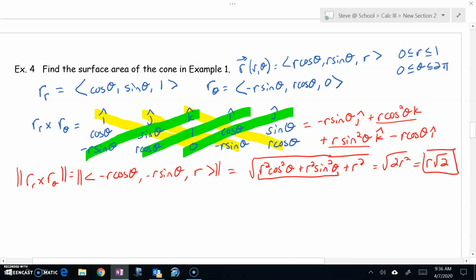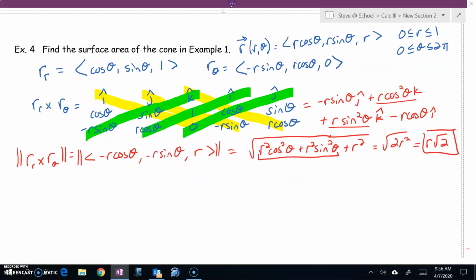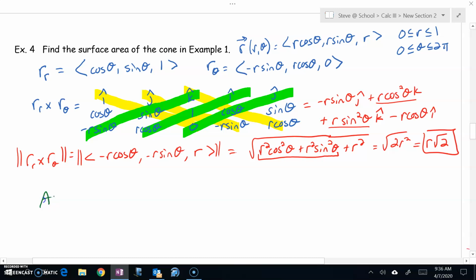So now that I have the magnitude of the cross product, I can set up my surface area equation. The area of this cone is equal to my bounds. I'm going to do r first, and then theta, just because, why not? Doesn't really matter in this case. And then we put our surface area differential, which is basically just this cross product here, r root 2, and then dr, the change in r, and the change in theta. So there is my setup. Because I had the parametric equations, I was able to find the partial derivatives, take the cross product and the magnitude, and now set up my surface area equation.